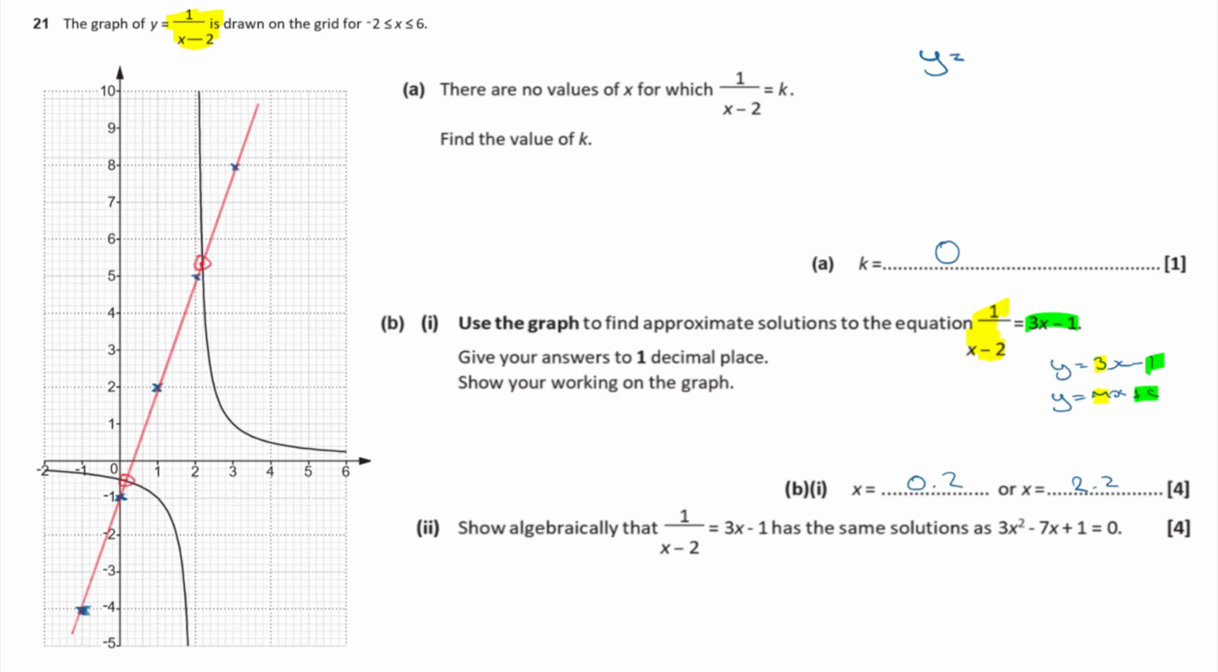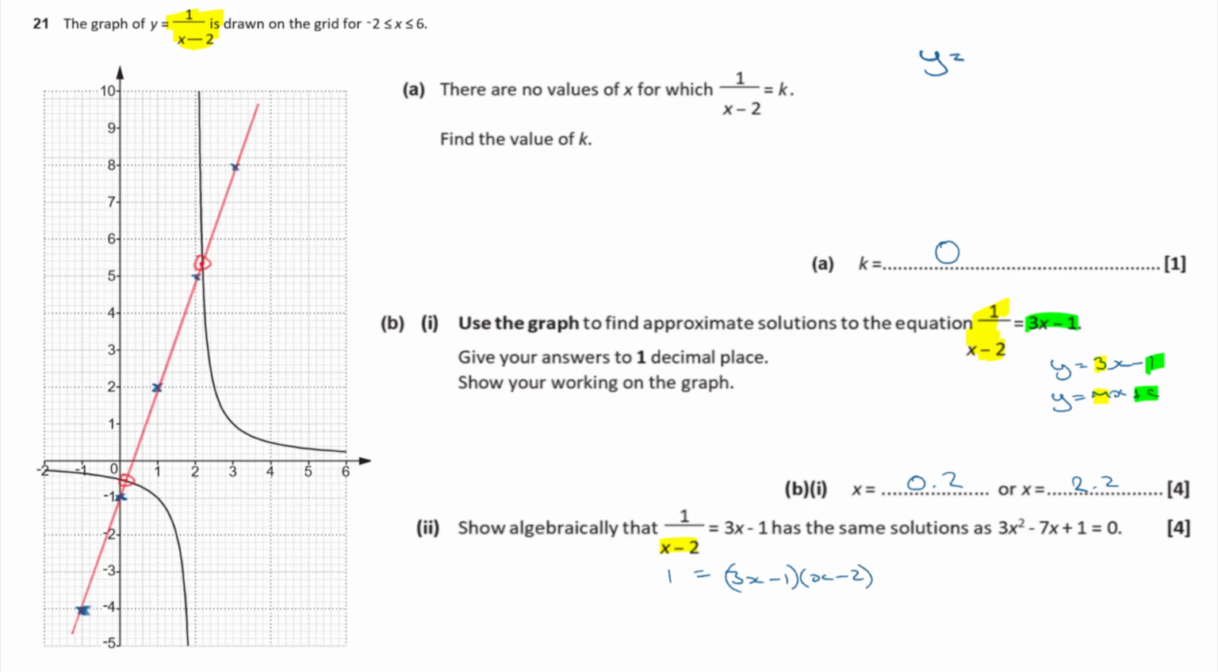Right, now finally, show algebraically that 1 over x minus 2 equals 3x minus 1 has the same solutions as 3x squared minus 7x plus 1 is equal to 0. Okay, so in other words, we need to cross multiply and form a quadratic. So multiplying both sides by the denominator on the left hand side, I'm going to multiply both sides by x minus 2. Either way, I'm going to get 1 is equal to 3x minus 1 times x minus 2.